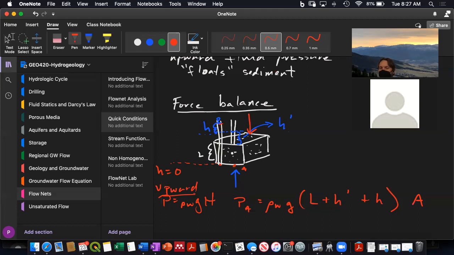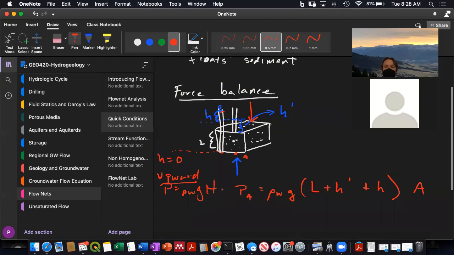I want to know the pressure at this point. I need to know the density of water, rho W, G, and then the height of the water above that point. Now, you are correct that I am now going to consider my downward force, and gravity is going to come into effect there as well.